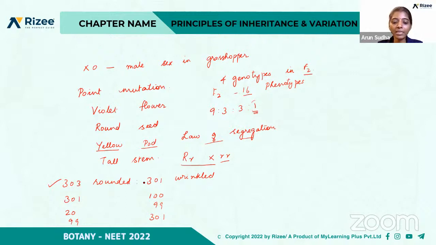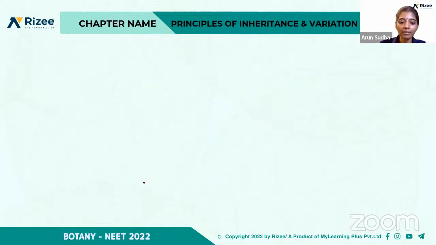A pure tall plant is reared in a soil poor in nutrition and reached the size of a dwarf plant. If this plant is selfed, the phenotype in the F1 generation is likely to be: all tall plants, 50% tall and 50% dwarf, all dwarf, or data insufficient. So what will be the right answer? If this plant is self-pollinated, the phenotype in F1 generation is likely to be, yes, all tall is the right answer.